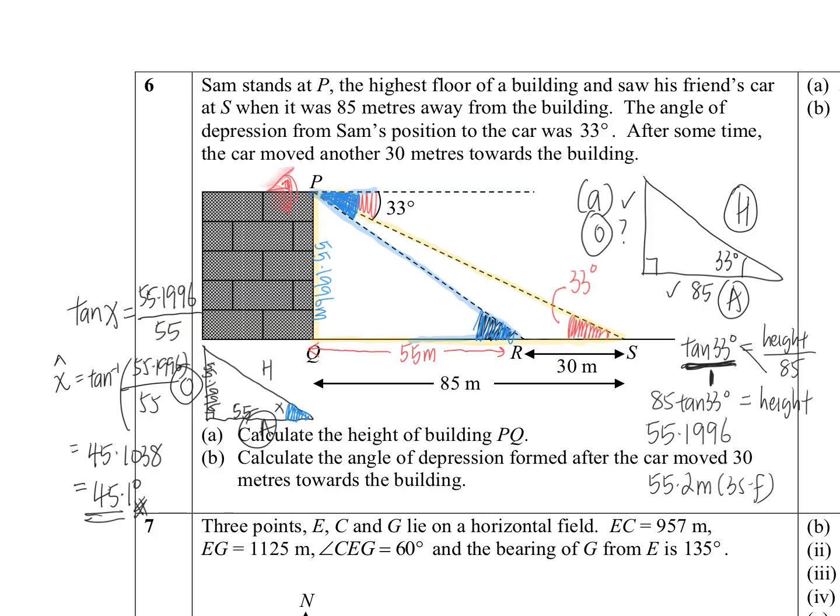So your bearing of C from E is 180 take away 165, which you get 15. But bearing must be in 3-digit notation, so put in the 0 in front. Okay, so this is your part B.